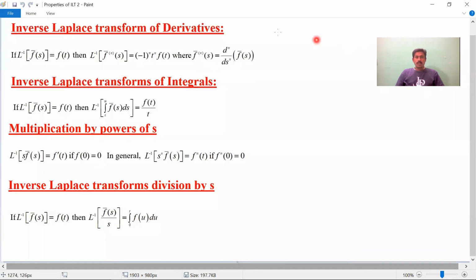Try to remember all the statements to solve the problems in inverse Laplace transform.